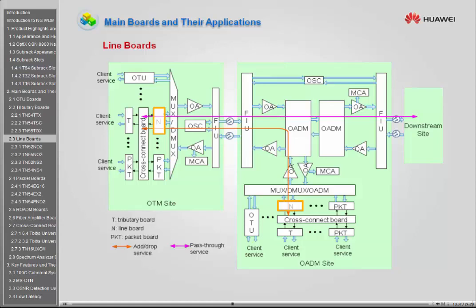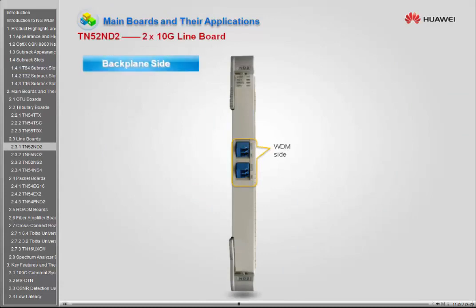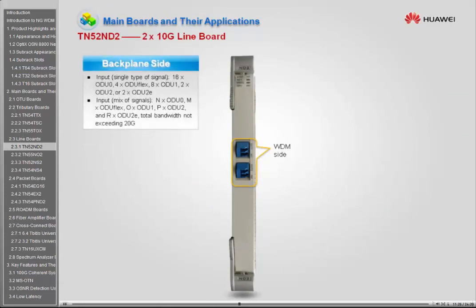The line boards newly added in V100R007 include TN52ND2, TN55NO2, TN52NS2, and TN54NS4. The following will describe each of the four boards. The first is the TN52ND2 board, which is a 2-port 10G line service processing board.